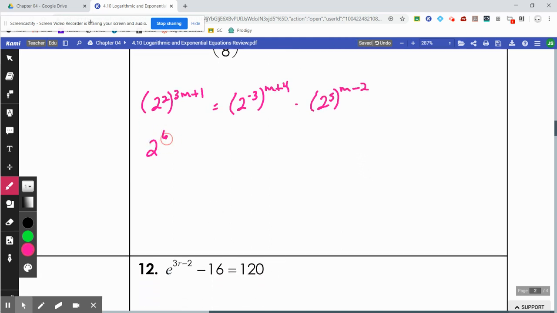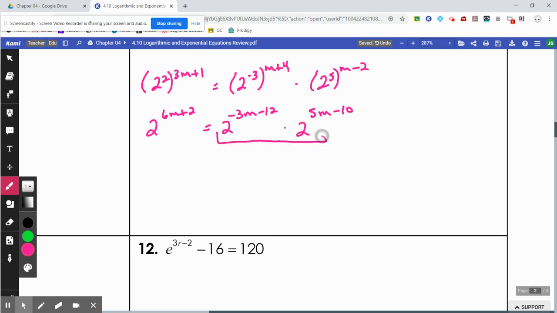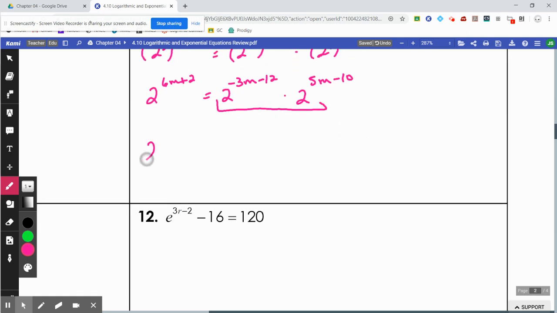That's 2 to the 6m plus 2 equals 2 to the negative 3m minus 12 times 2 to the 5m minus 10. Let's combine these because we need to condense as much as we can. So it'd be 2 to the 6m plus 2 equals, when you're multiplying like bases, you add your exponents. So that'd be 2 to the combined like terms. That'd be 2m when you combine these, and then negative 12 and negative 10 would be negative 22.